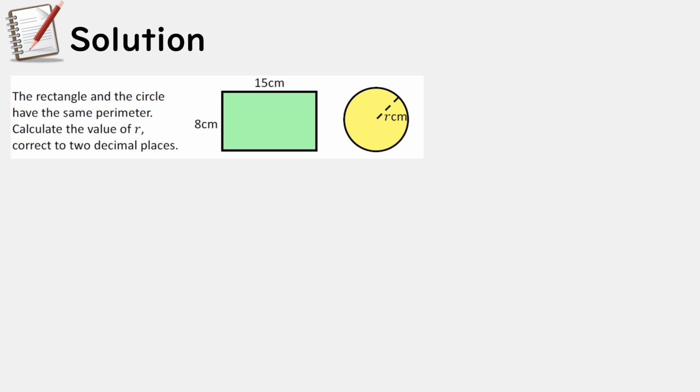Okay, here we go. Let's go through the solution. So they have the same perimeter. So I'm going to write out that same thing again. So the perimeter of the rectangle is equal to the perimeter of the circle. Okay, so that little formula is going to help us. If you needed that little bit of prompt to help you start your answer, pause the video now and have a go. If not, just carry on watching.